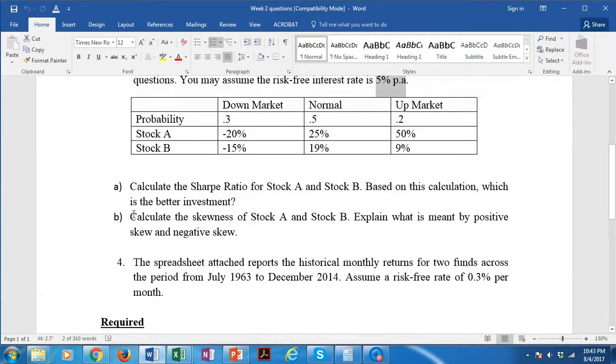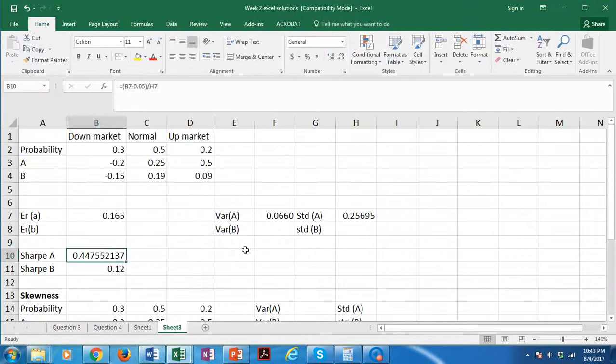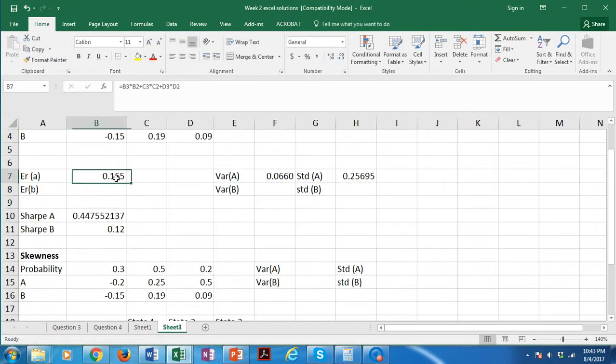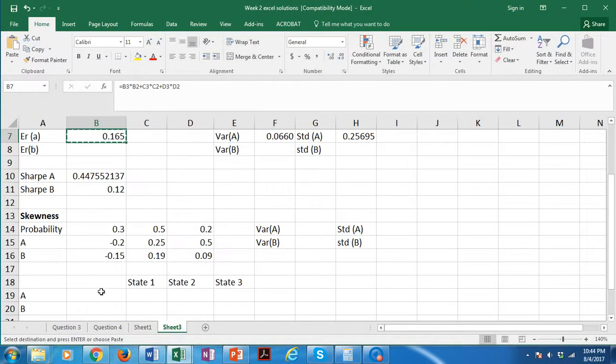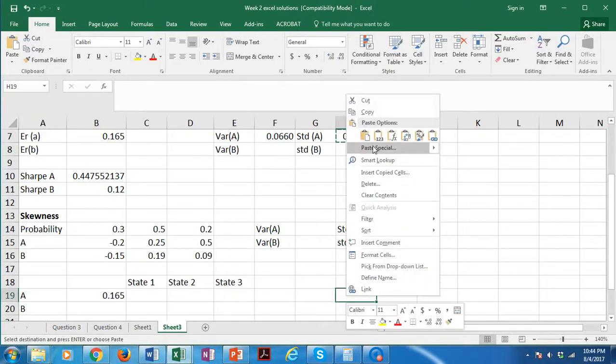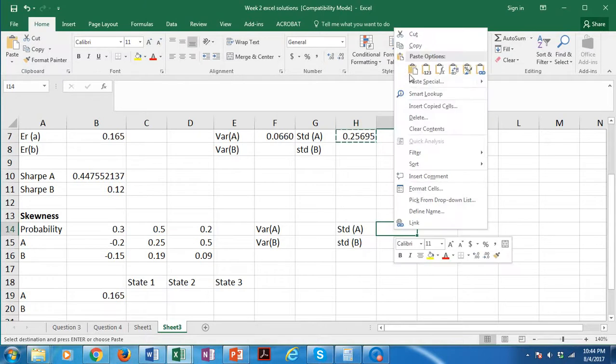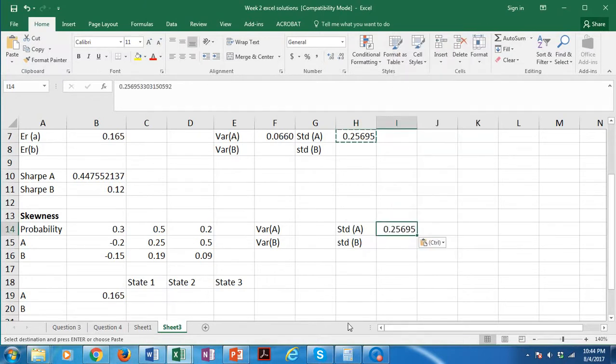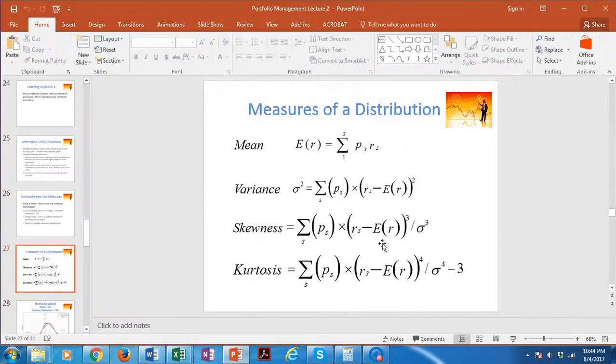The second requirement was to calculate skewness. So now we will calculate skewness. I will copy these two information here because we will need it. This is expected return and standard deviation. Okay. Now let's see the formula for skewness again. The individual return minus expected return power cube. It's no more square, it's power cube multiplied by probability, divide by standard deviation and power cube. So it's the higher moments.